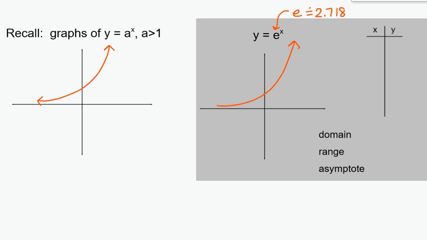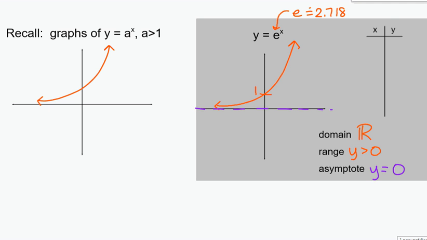I mean, maybe more or less steep. Compared to 2 to the x, it would be more steep. Compared to 3 to the x, it would be less steep. But you have the same general shape. You have the same y-intercept here at 1. The domain is all real numbers, just like it was for all the other exponential growth functions. The range is y greater than 0, just like the others. And the asymptote, the line that the graph gets infinitely close to the further and further out we go, is also the same: y equals 0.